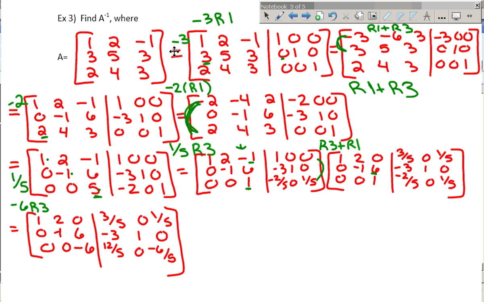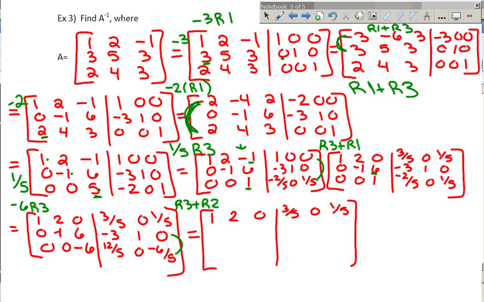So now we're going to add row 3 to row 2, here and here. Okay, so when I add these together, row 1 does not change again. So now I'm adding row 3 to row 2. And we get 0, negative 1, 0, negative 3 fifths, 1, negative 6 fifths. And then 0, 0, 1, right? We're converting back to our original, negative 2 fifths, 0, 1 fifth.